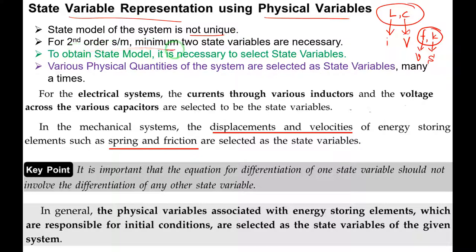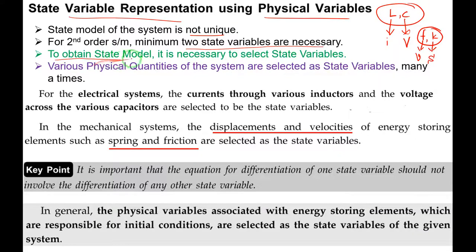For a second order system, a minimum of two state variables is necessary. If I say the order of the system is 2, there must compulsorily be a minimum of two state variables, x1 and x2. To obtain the state model, it is necessary to select the state variables. This is very important. We obtain the state model of the given electrical network or the given mechanical system, but we will concentrate our study only on electrical systems, not mechanical systems.